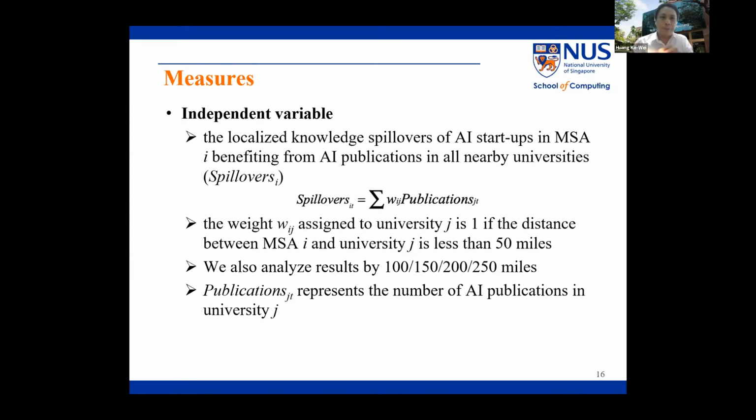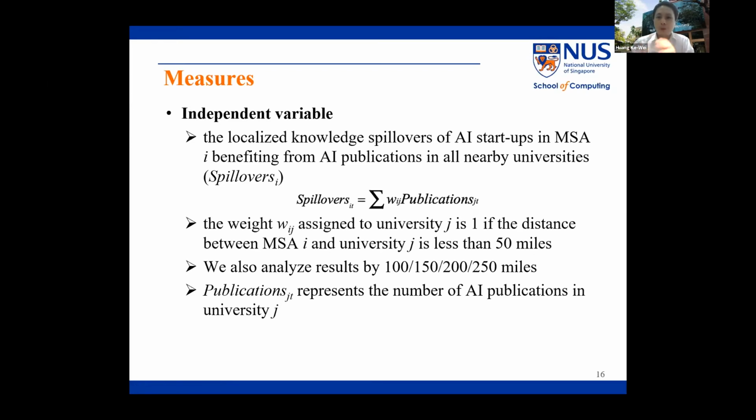In our full paper, we also analyze, say, new startups and so on. The key independent variable is the spillover effect, at the MSA level. For each university, if it is close enough to the center of the MSA, for example within 50 miles, then we count its publications. We also change the threshold from 50 to 100, 150, 200, and 250 miles to see how distance may affect the impact of AI research on nearby startups. If the university is located close enough to the MSA, we count all of its publications. Otherwise, we don't.